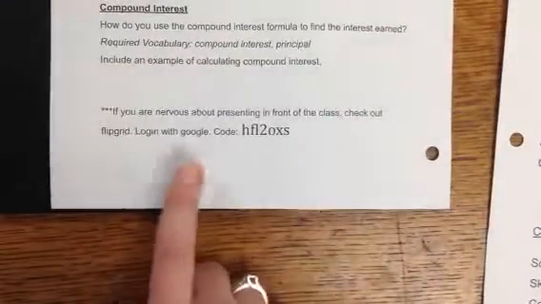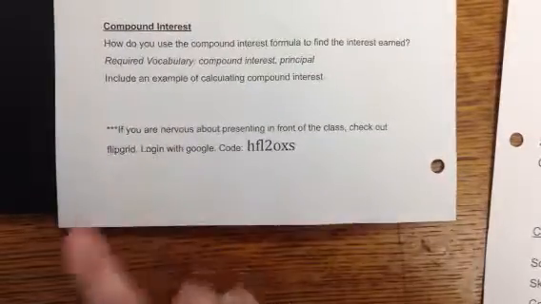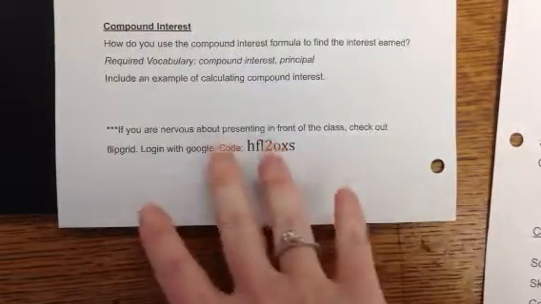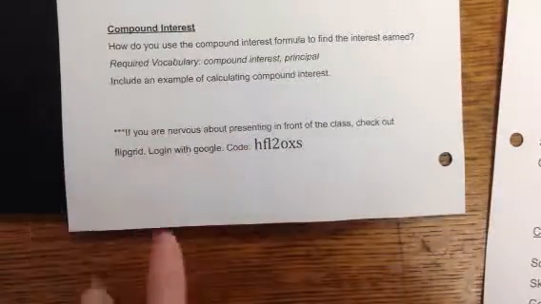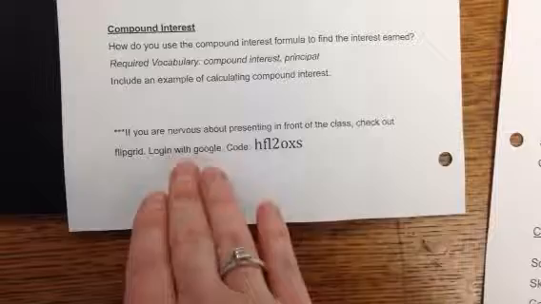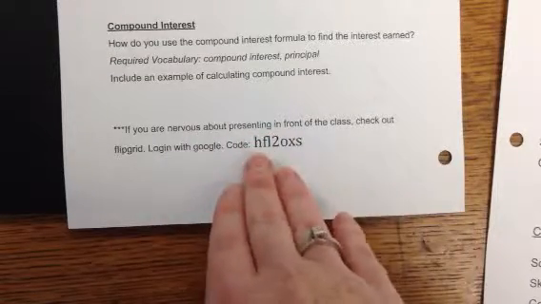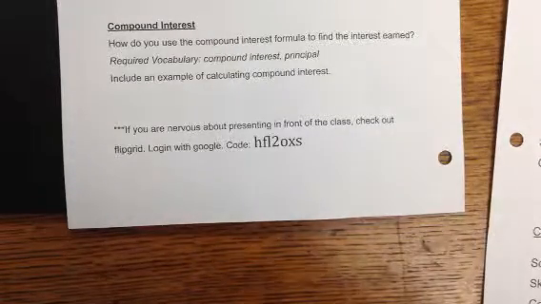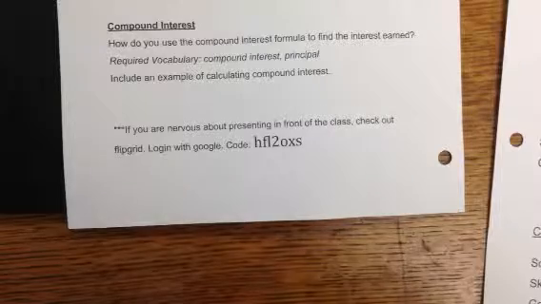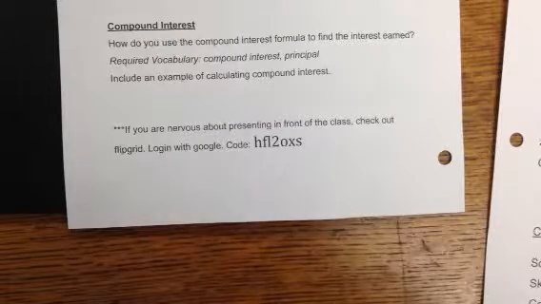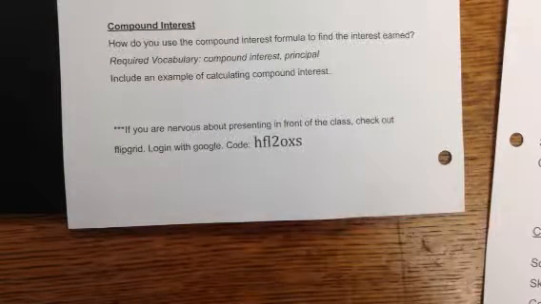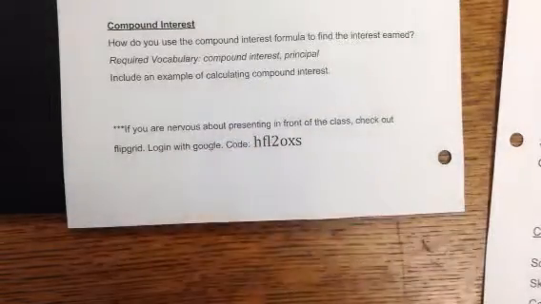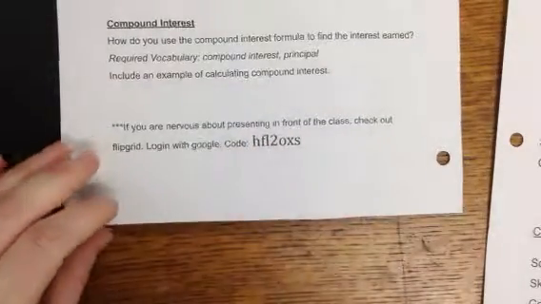On the back of this first page, because I know some of y'all are nervous about getting up in front of the class, and that's pretty normal, there is an option called Flipgrid. You can Google that, log in with your Google account, and type in this code, and it will use the Chromebook's camera for you to either record your song or record your skit. That way you don't have to stand up in front of the class and do it live. So that may be an option that you want to look into if you're worried about the presenting part.